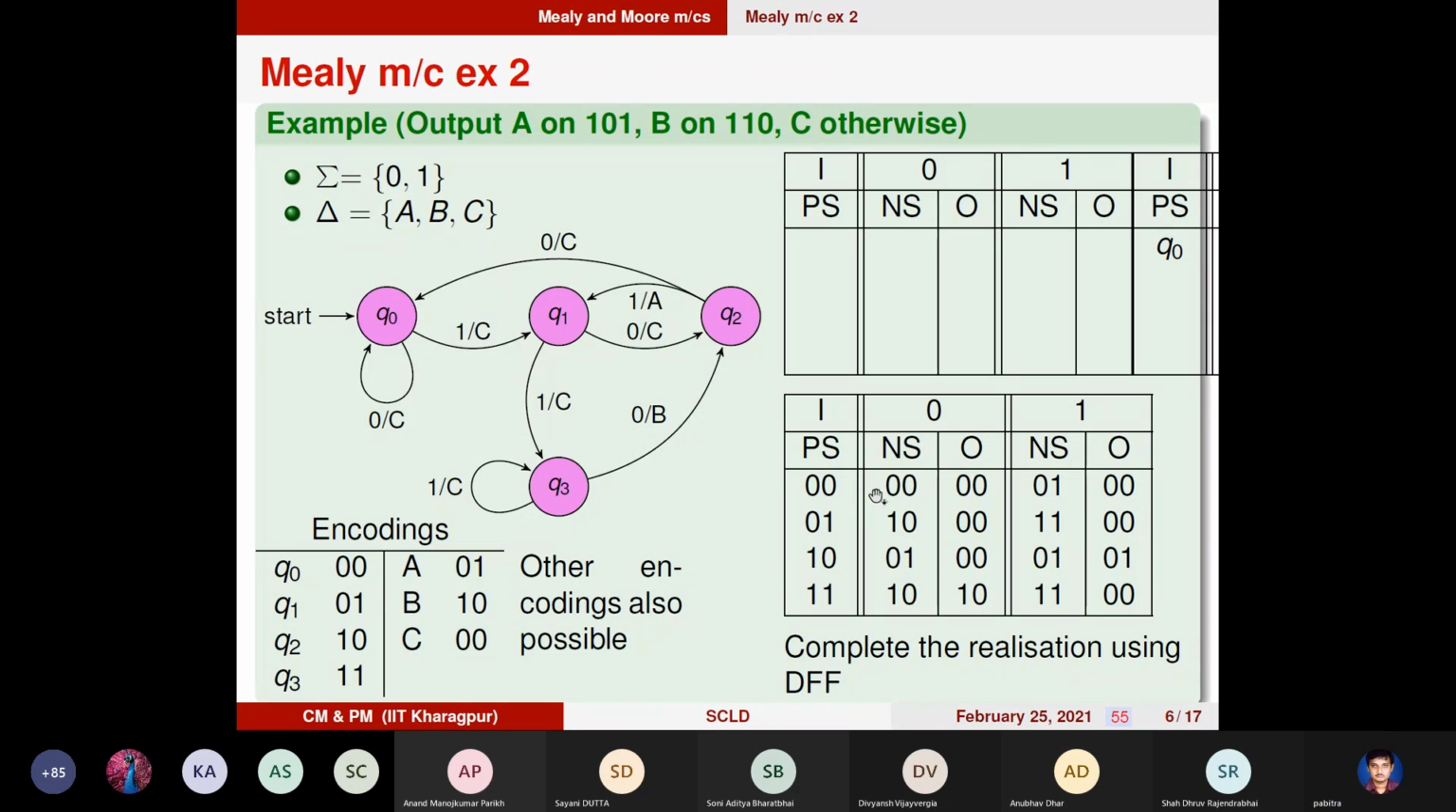So what are the independent variables? It is present state and input. Yeah. So why is it 0, 0 for C?